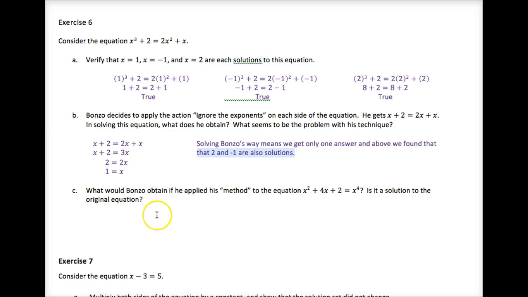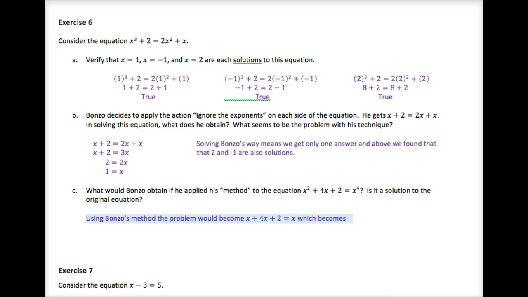But let's go ahead and try one more thing. What if he applies this method to another situation? Will we get the original? Is it the solution to the original equation? Let's find out. So using his method, it now becomes x plus 4x equals 2 plus 2 equals x. Nice. Okay.